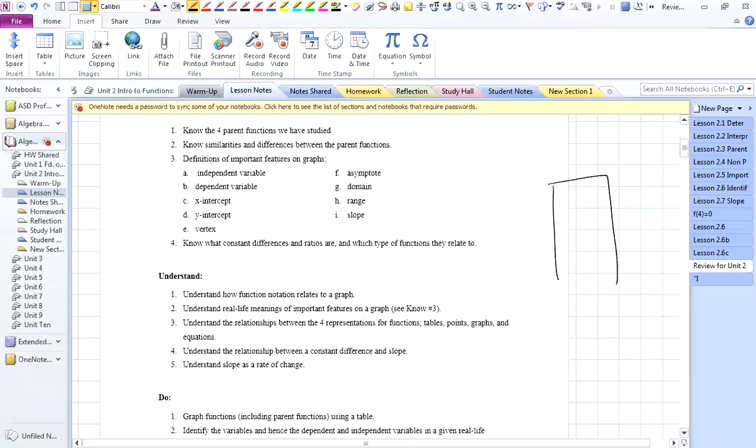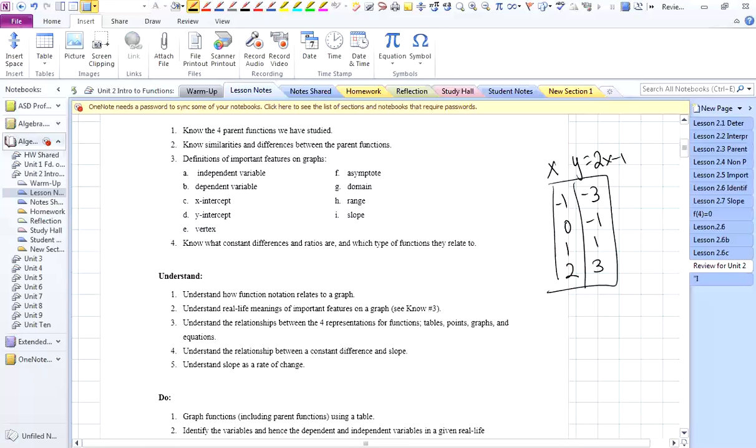So let's say I have x, and let's say I have y equals 2x minus 1. This is my function. So let's use negative 1, 0, 1, and 2. If I plug in negative 1, that's 2 times negative 1, which is negative 2 minus 1, that's negative 3. If I plug in 0, I end up with minus 1. If I plug in 1, I end up with 1. And if I plug in 2, I end up with 3.